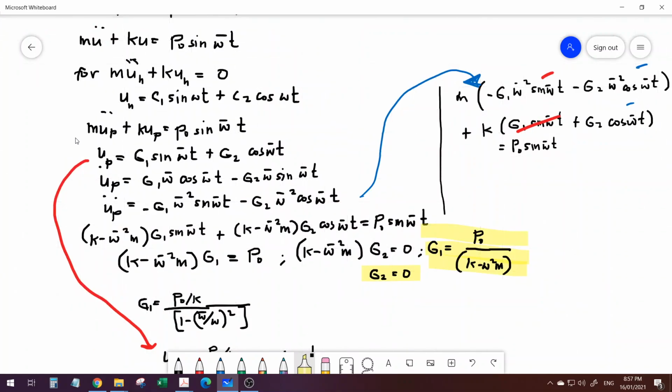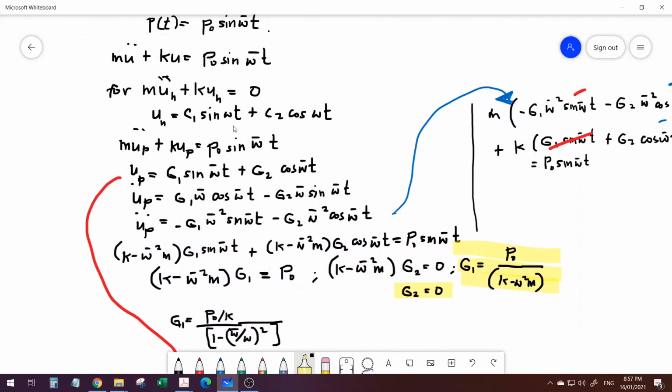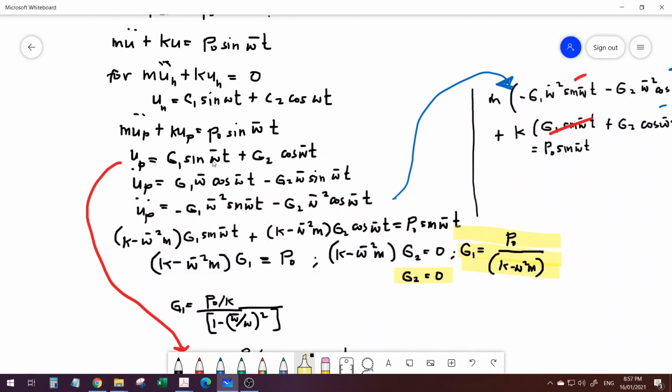Okay? So, I have now a subscript of P. So, mu double dot P plus ku P sub P equals P naught sine omega bar T. Okay, if you notice also, kaya may bar nga yung omega dito, that is yung frequency ng load. No? Etong omega na to here sa above, yan naman yung frequency ng structure mo. The natural frequency of your structure. Okay, so para ma-differentiate. Okay, so let's continue again.